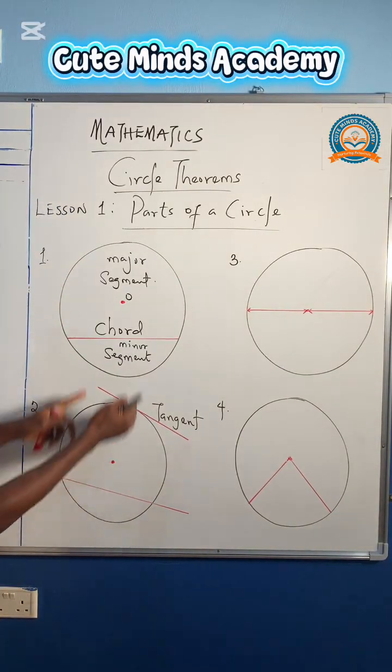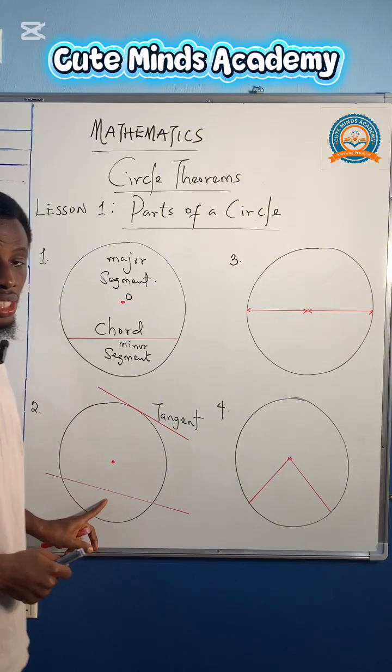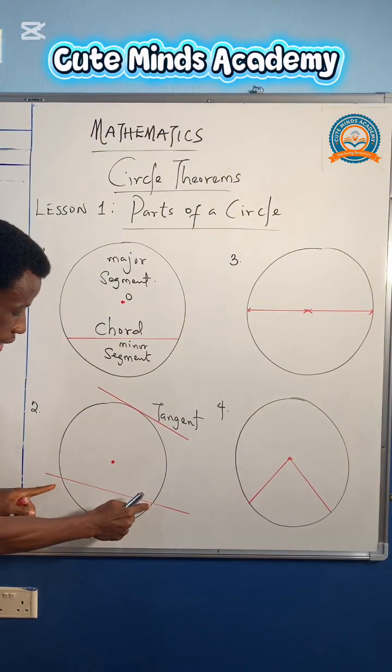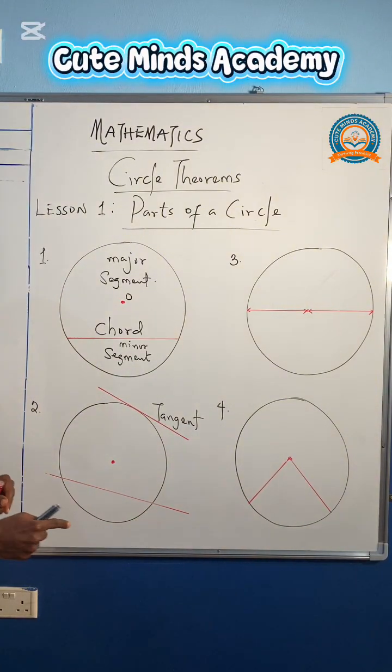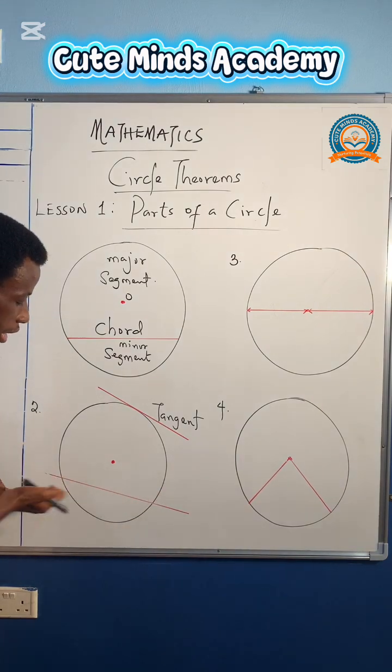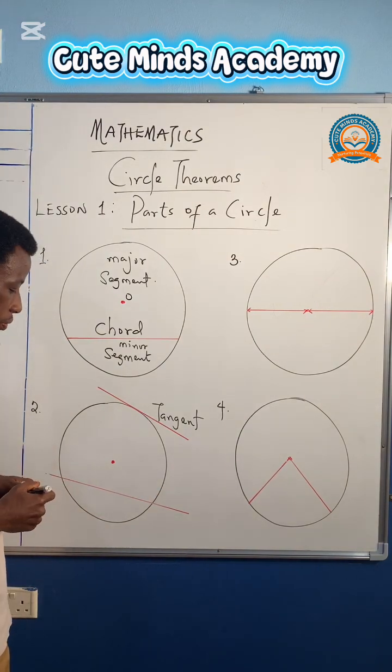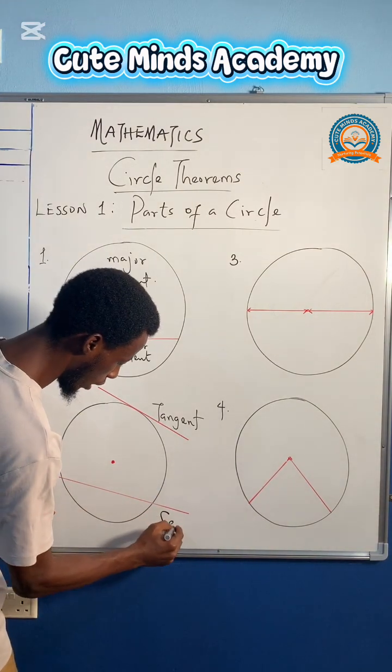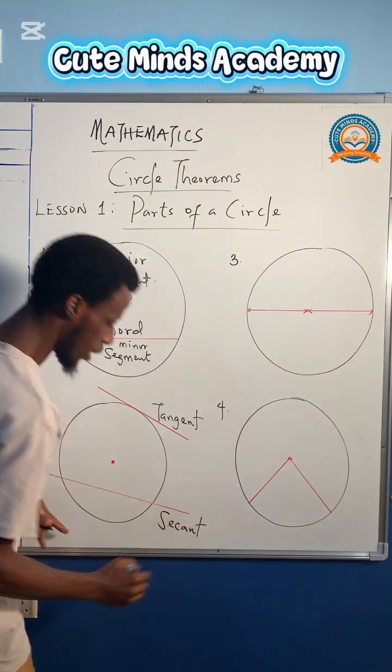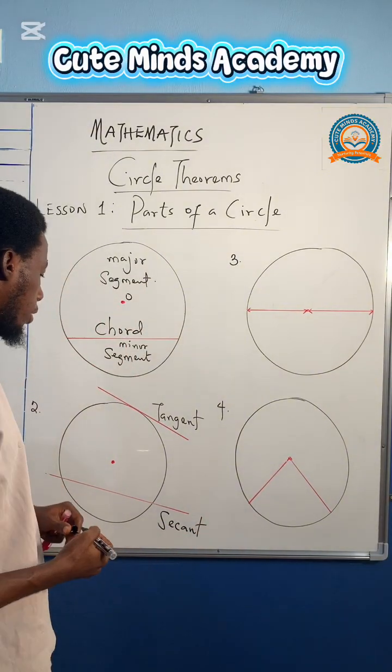While this looks similar to this one, this is not a tangent, as you can see, it exceeds the circumference of the circle. They exceed outside the circumference of the circle. So we call this a secant.